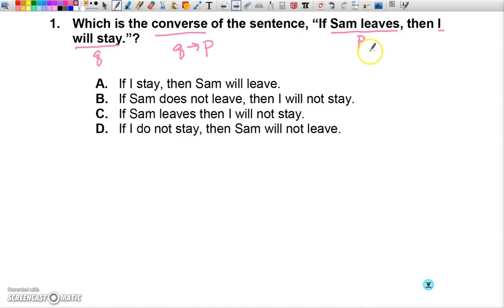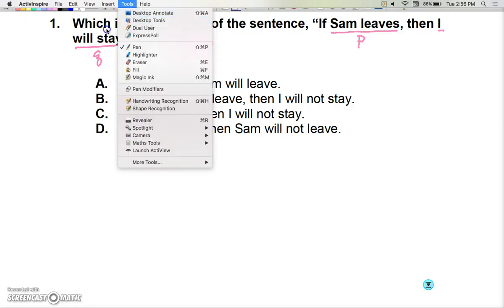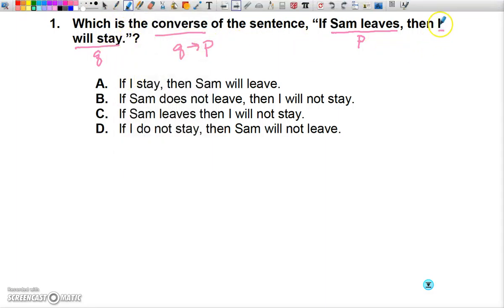And so if we switch the order, it would become: if I will stay, then Sam leaves. And now the wording on that sounds really weird, right? So we're going to fix that wording. So instead of if I will stay, if I stay. So there it is there.